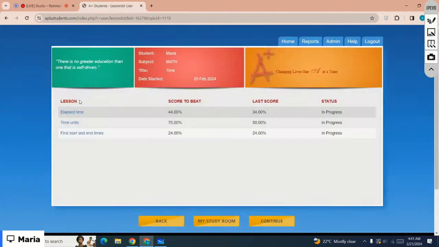So we were working on grade 6 math. The chapter we're working on is time, and the lessons we have covered today are elapsed time, time units, and the next one is find start and end times, right? So please make sure before the next session you can complete all the practice questions for the lessons we did today. That is your homework until next session, right?